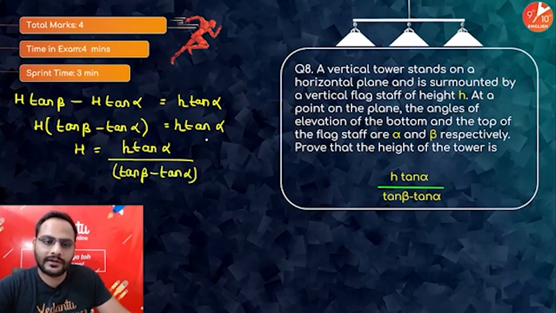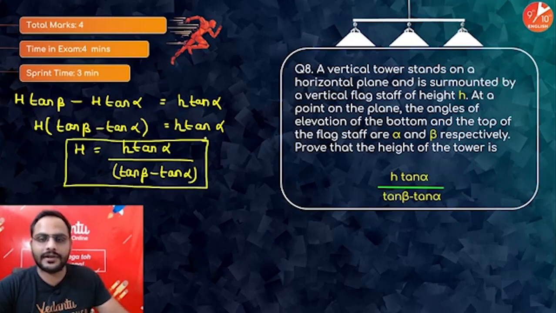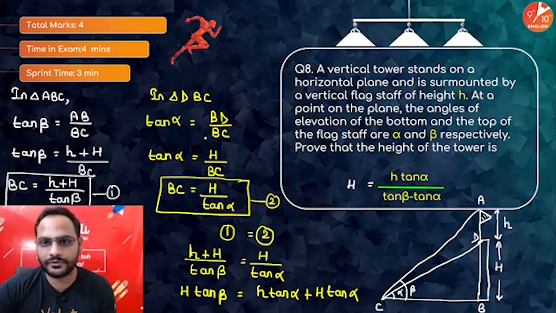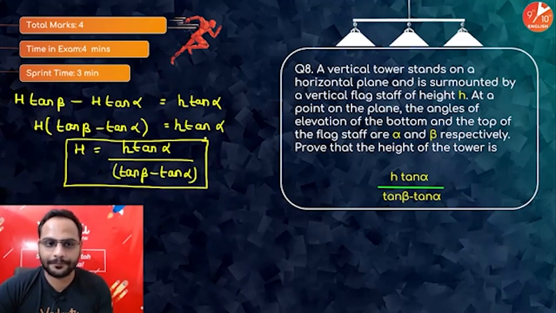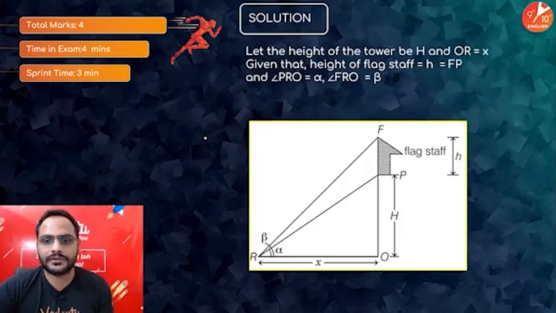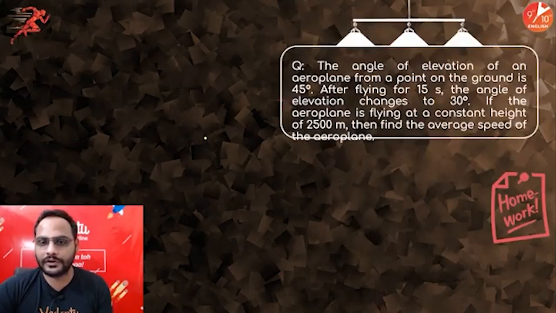I know students are afraid of these questions where variables are involved. That is why I have taken 2 questions of such type, so that this fear will come out of you. These are normal questions. Only thing is, instead of numbers, they have given you variables, nothing else. Okay? Clear? Alright, so this is all in today's class. We have finished your application of trigonometry as well.